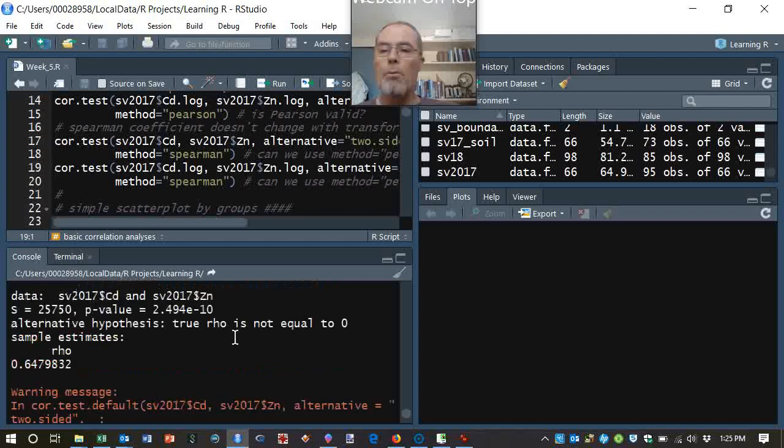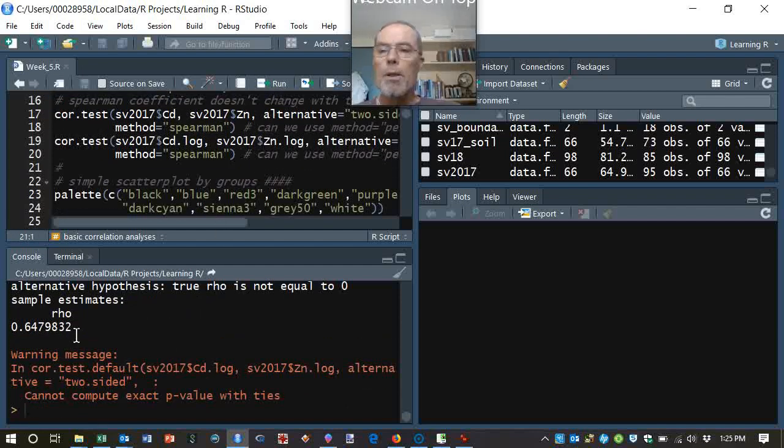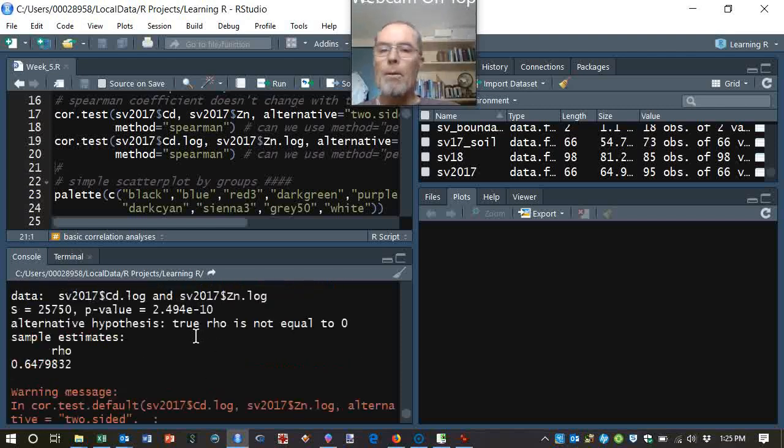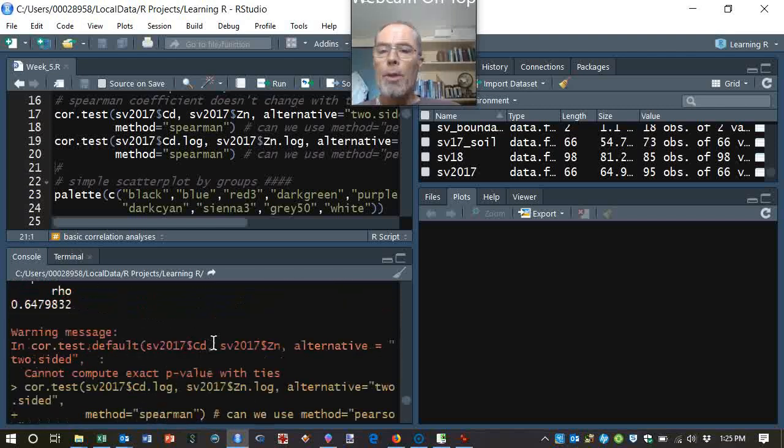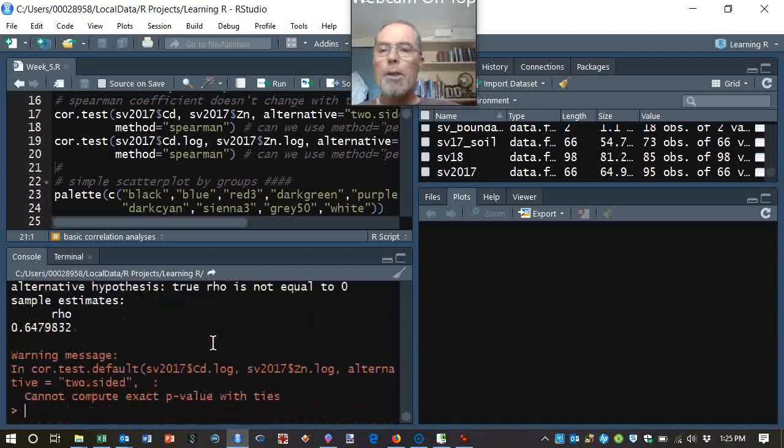Okay, so ignore the warnings there. We have a Spearman's rho, which is our correlation coefficient of about 0.65. So similar to what we got with Pearson's, but that's not always the case, and they're not strictly comparable. But we can reject the null hypothesis of no relationship, and then running that with the transformed variables, we get exactly the same value, and it should be the same p-value, which it is as well.